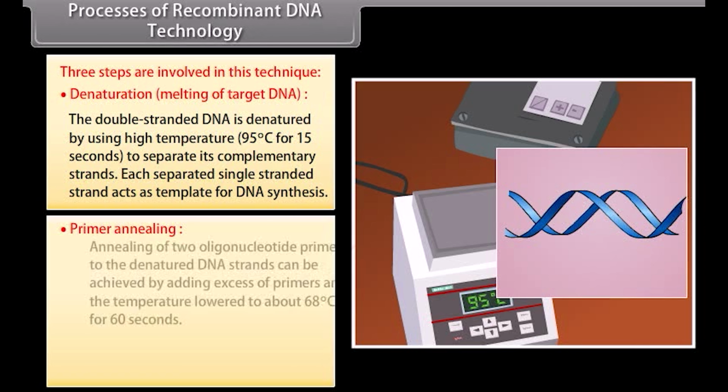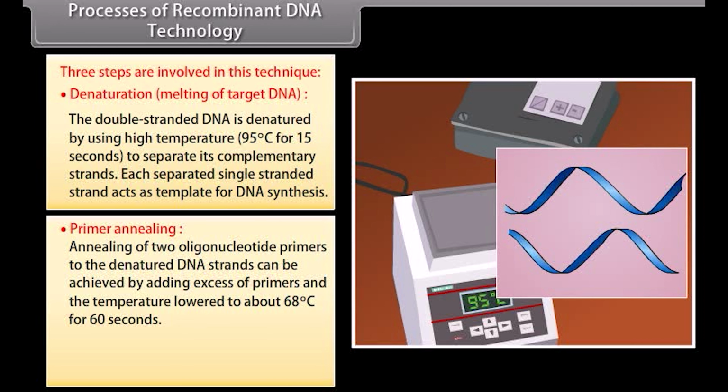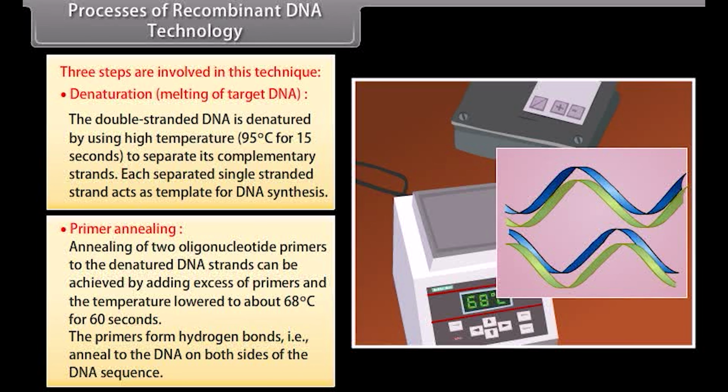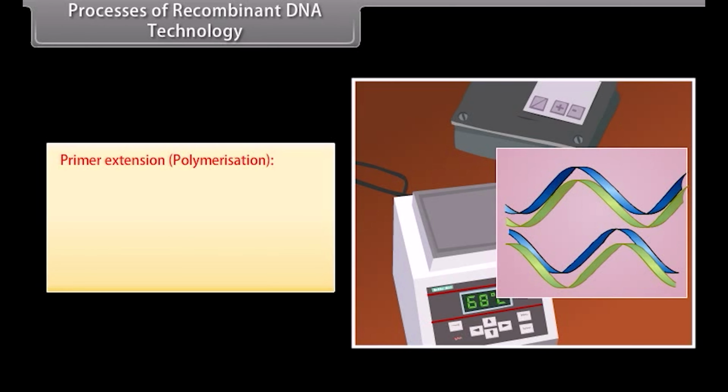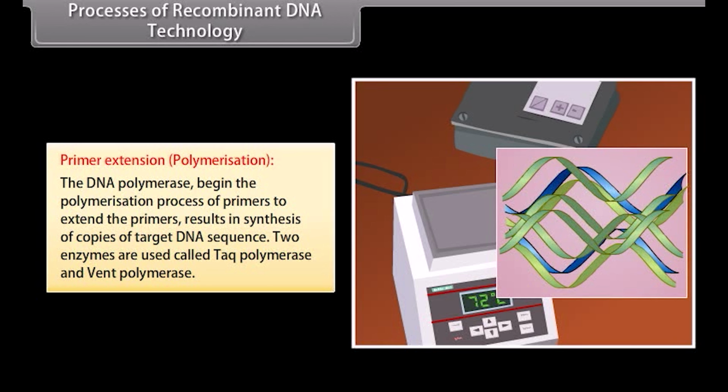Primer annealing. Annealing of two oligonucleotide primers to the denatured DNA strands can be achieved by adding excess of primers and the temperature lowered to about 68 degrees Celsius for 60 seconds. The primers form hydrogen bonds, that is, annealed to the DNA on both sides of the DNA sequence. Primer extension, polymerization. The DNA polymerase begins the polymerization process of primers to extend the primers, which results in synthesis of copies of target DNA sequence. Two enzymes are used, called Taq polymerase and Vent polymerase.